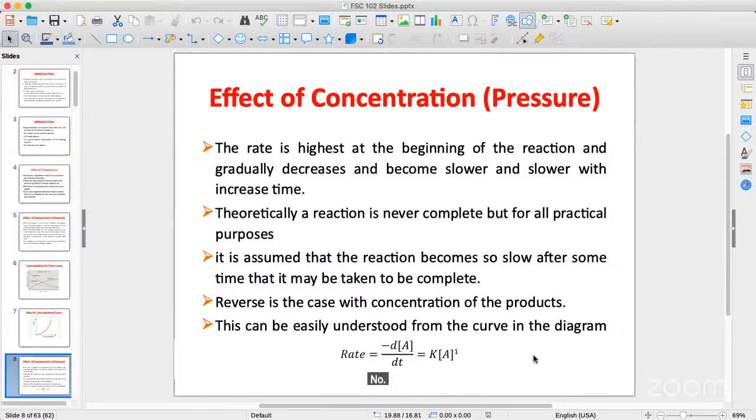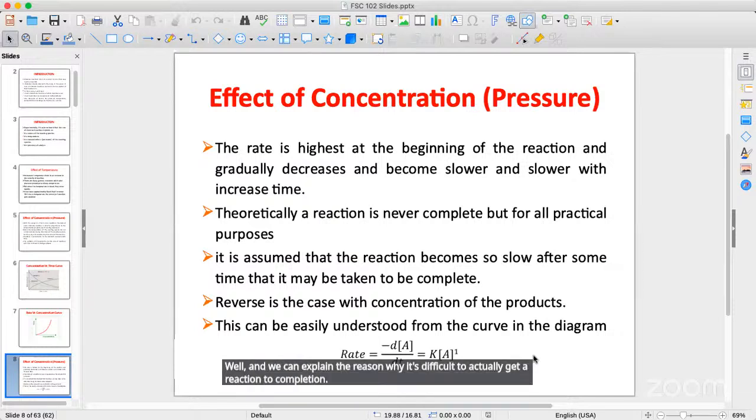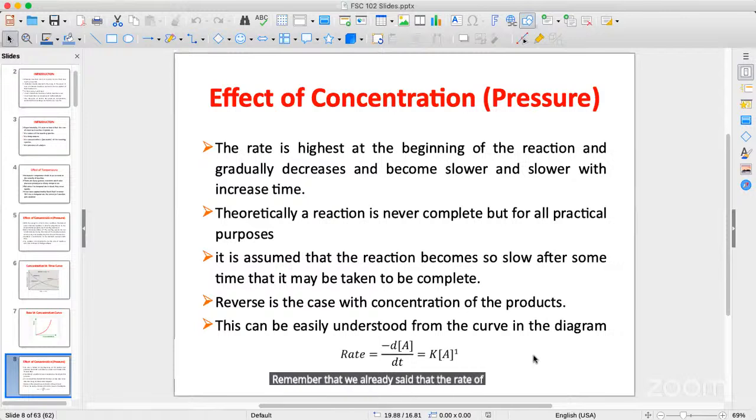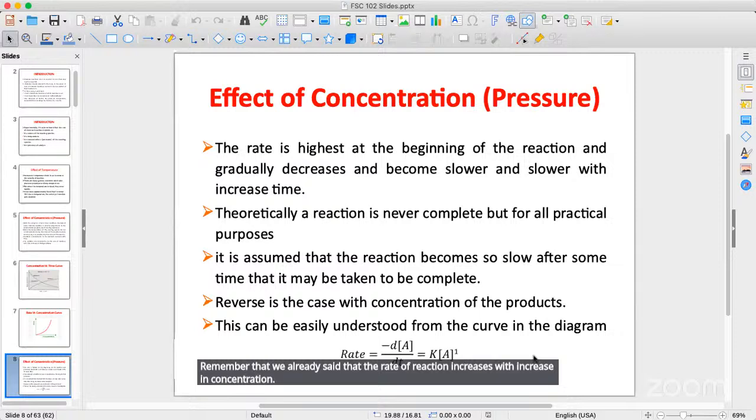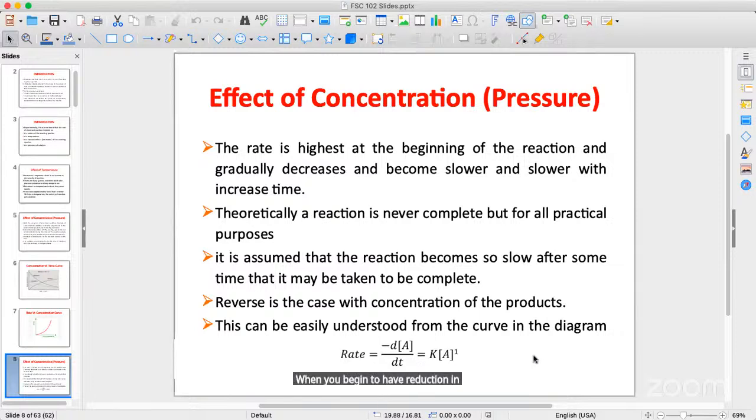But theoretically, a reaction is never complete, and we can explain why it's difficult to actually get a reaction to completion. Remember that we already said that the rate of reaction increases with an increase in concentration. When you begin to have a reduction in concentration, the rate of reaction will decrease.